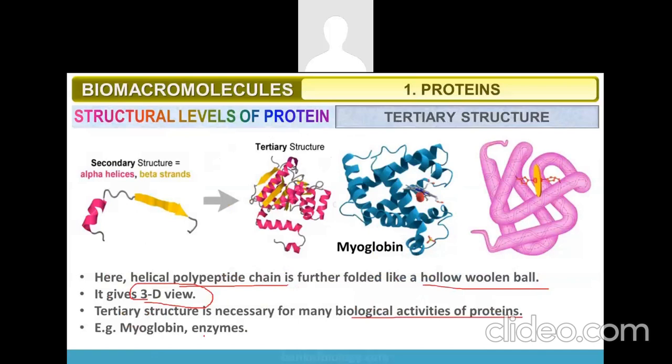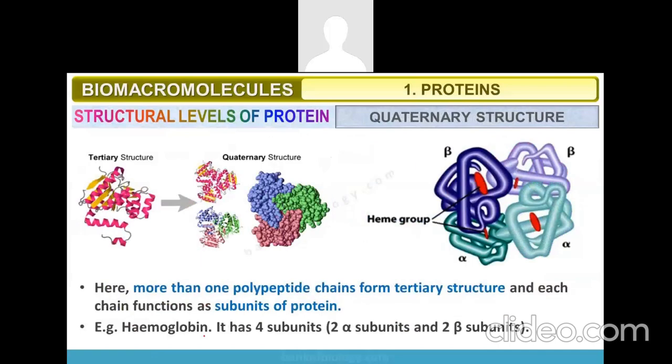The tertiary structure of a protein describes the helical polypeptide chain from the secondary structure being further folded like a hollow woolen ball. As a result, we have a three-dimensional view of the protein. This three-dimensional structure of a protein is very essential for many biological activities of the proteins, and this includes the biochemical reactions, the metabolic reactions, and so on.